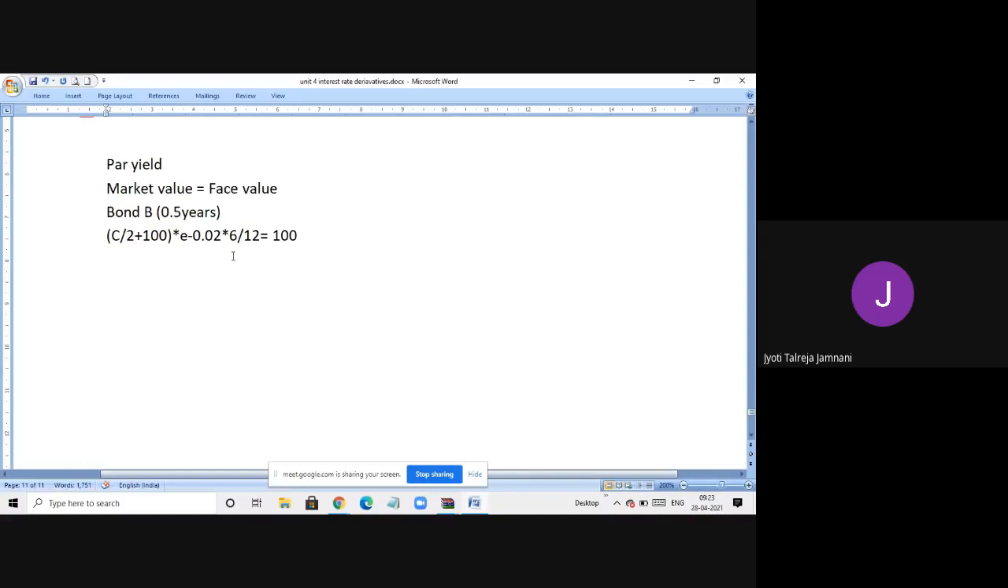R, we have found the zero rate for bond B, it was 2%, into 6 by 12, is equal to 100. 100 is the face value. Any doubts with this equation? Once we solve this equation, we'll get the value of C. Anybody having any doubts with this equation? Should I start solving then?